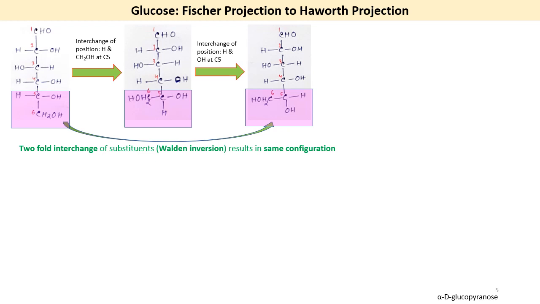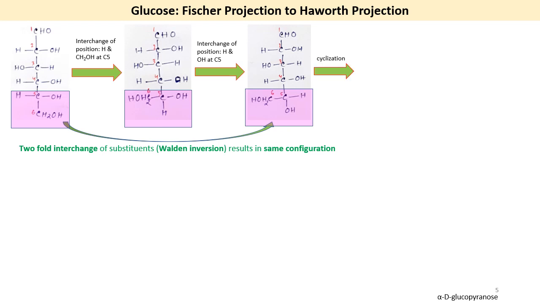So, this consecutive two-fold change of substituents results in the same configuration. So, if you look at the absolute configuration of C5 in the first structure, and then the absolute configuration of C5 in the third structure, you will find that they are same, but the second structure will have a different configuration. You can try it at your home.